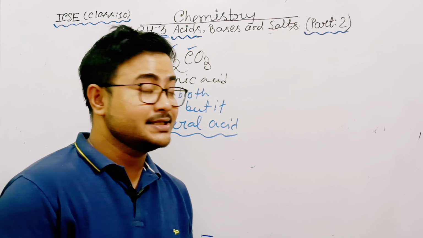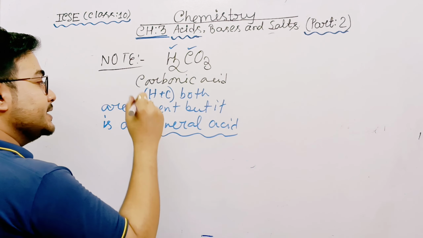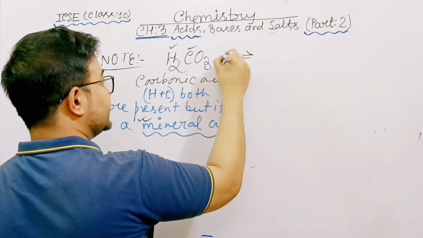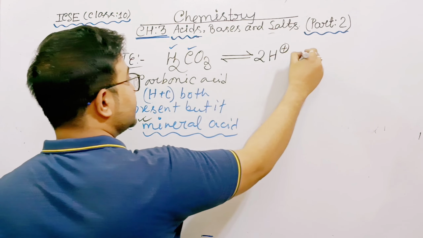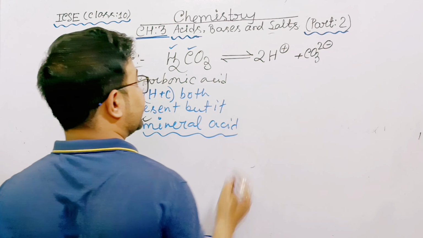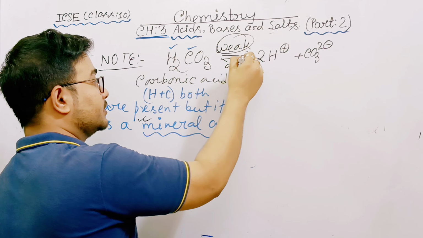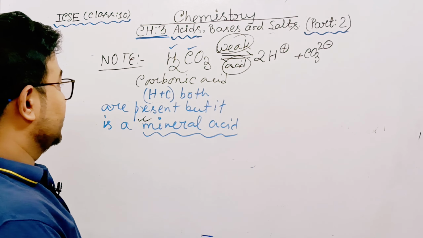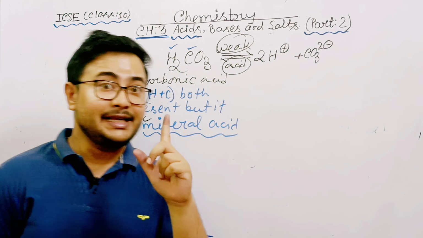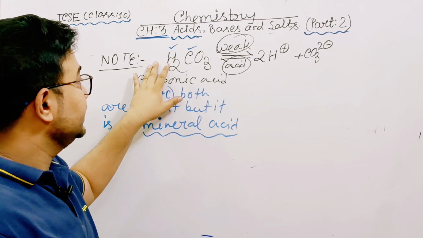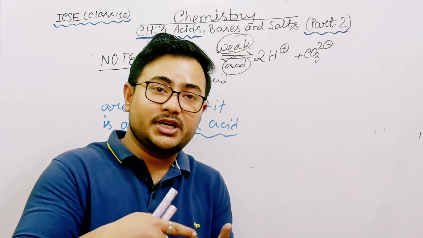Now tell me, inorganic acid, that now I discuss. Inorganic acid is strong acid, but though it is inorganic or mineral acid, it is weak acid. Weak acid. 2H, because 2H is here, so 2H plus and CO3 2 minus. So second exception, though it is inorganic but it is weak acid. Done. So first exception, second exception.